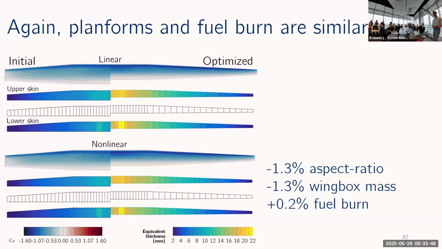And at the overall level, the answer is basically no. It doesn't make much more difference. Again, around a 1% difference in aspect ratio and a 0.2% difference in fuel burn. Although in this case, actually, the nonlinear optimized design has a slightly smaller aspect ratio.